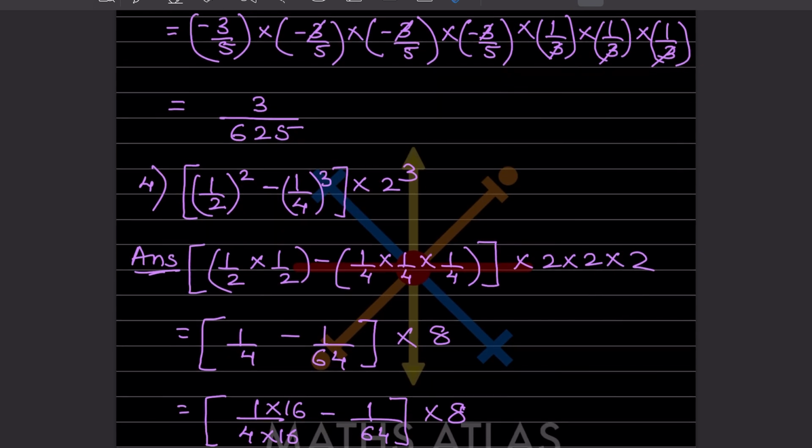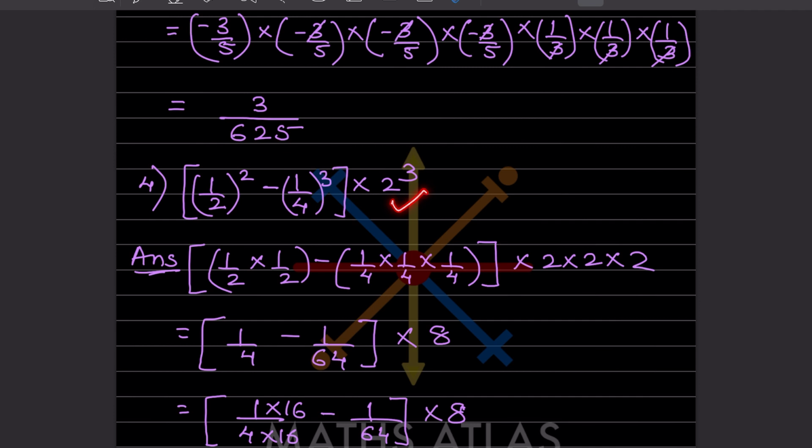Now look at this one. Here we don't have any common terms, so what are we going to do? This 1 by 2 is going to be multiplied 2 times because the exponent is 2. Then the minus sign as it is, and this is going to be multiplied 3 times. Just keep the bracket first.